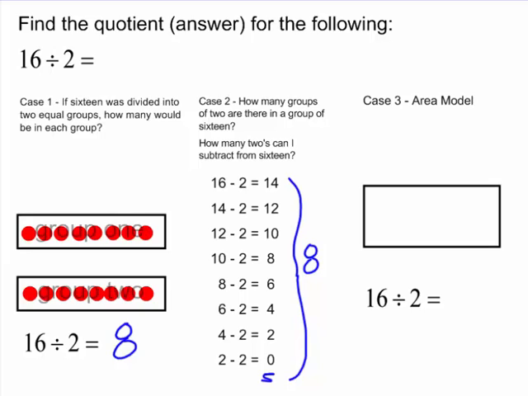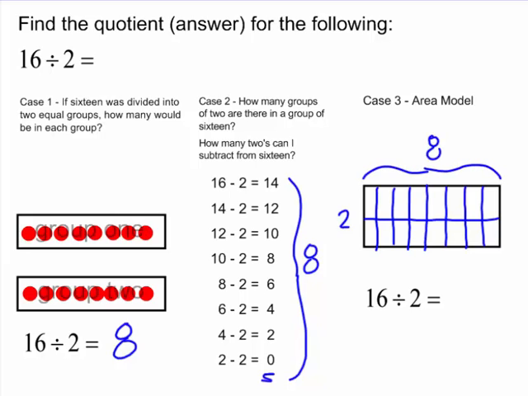Case 3 is an area model, 16 divided by 2. Well, if I know this dimension is 2, I'm going to cut my area model like that, because I know I have to have at least 2 along that dimension. And then I'm going to start chopping this up until I end up with 16 squares. So right now I have 4. If I make a couple more cuts, I'm up to 8. If I make a few more cuts, I can see now that I have 16 squares, and that this dimension along here must be an 8. So again, 16 divided by 2 must be 8.